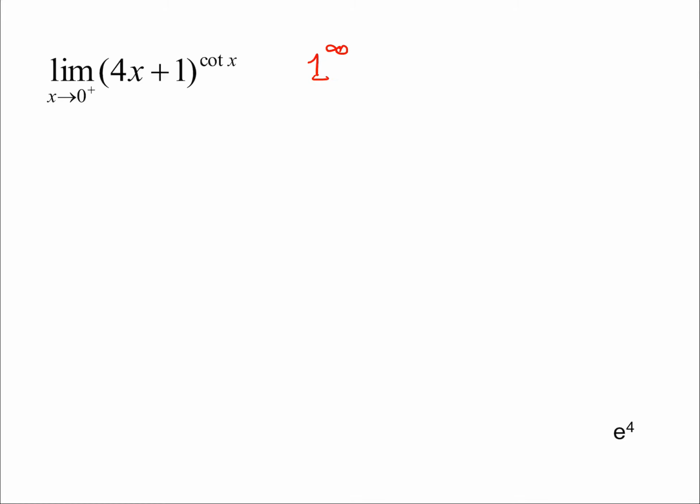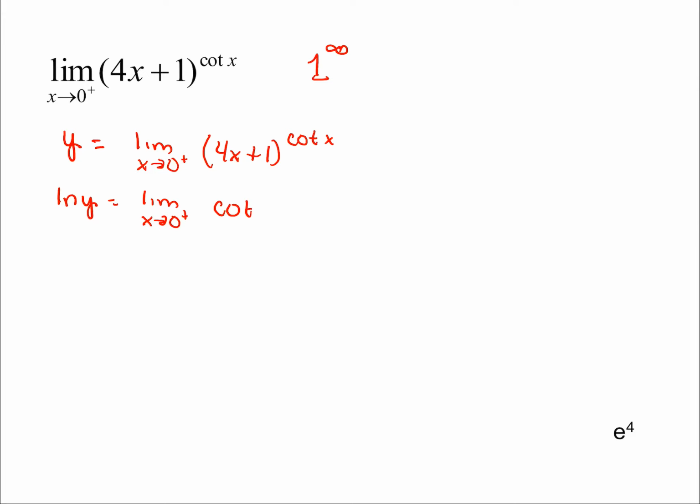Okay, so when we have it raised to a function like this, we want to do y is equal to the limit as x approaches 0 from the right of (4x plus 1) to the cotan x. Then we're going to take the natural log of y, the limit as x approaches 0. We're going to take the natural log of this, which lets cotan x drop down, and then we have the natural log of 4x plus 1.